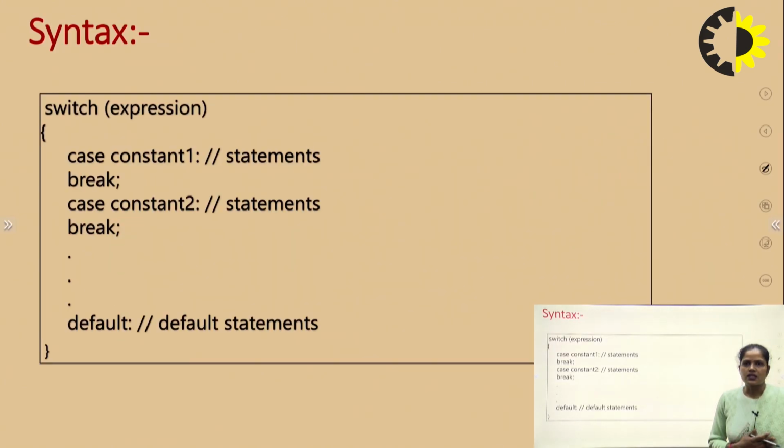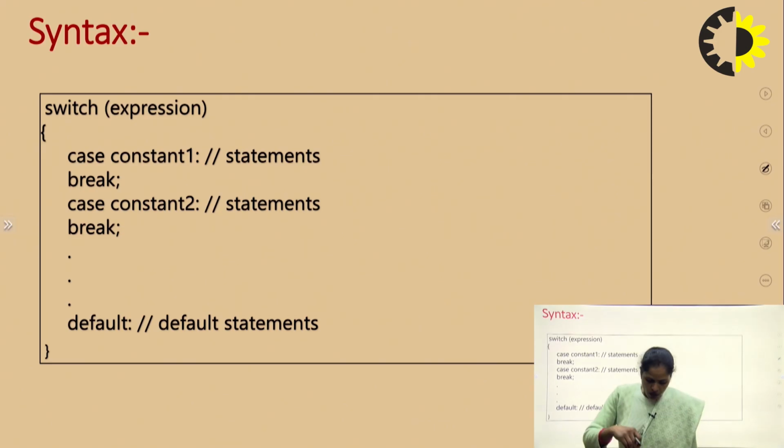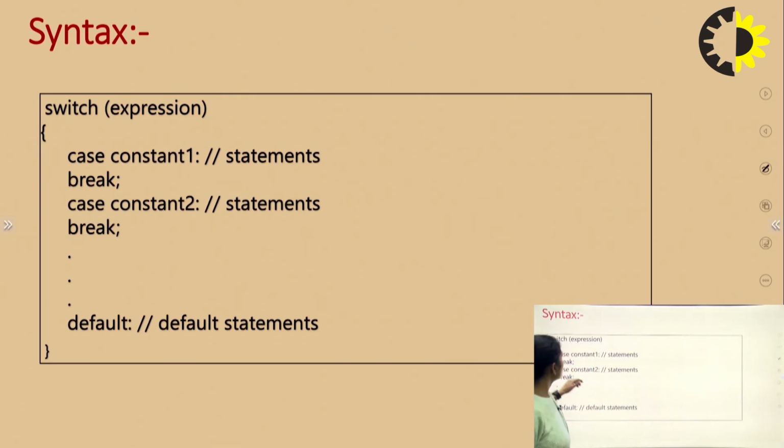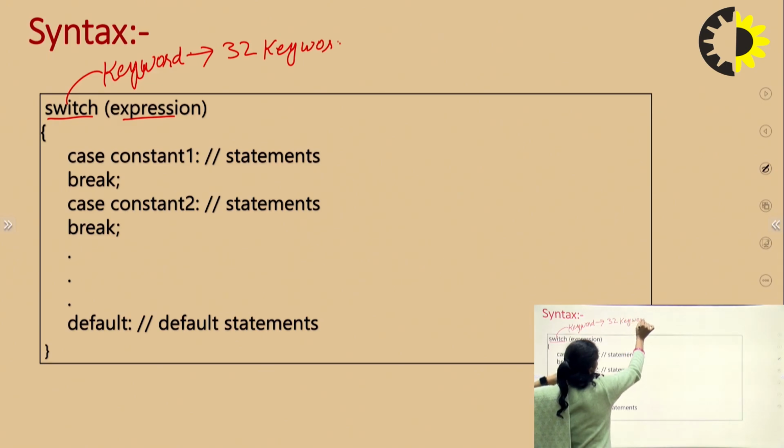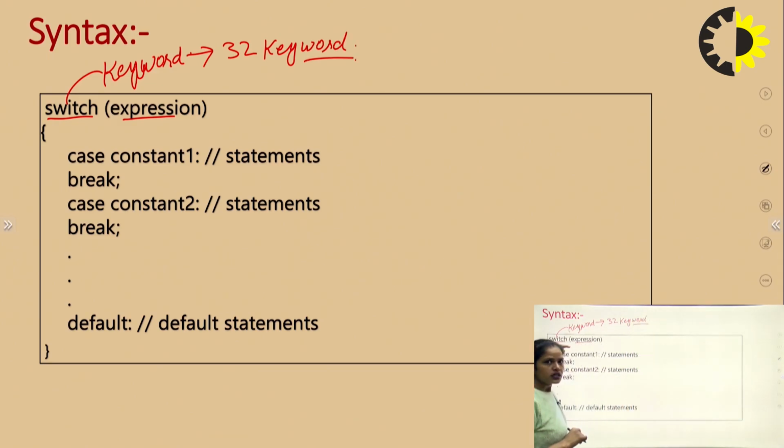What is the syntax? Basically, whenever we define some kind of rules and regulations to make the program in the C language, that is called a syntax. So what is the basic syntax of the switch statement? Here we are using a keyword. Switch is nothing but a keyword, right? How many keywords are there in the C language? As you know, there are 32 keywords in C language, so switch is also among the 32 keywords.